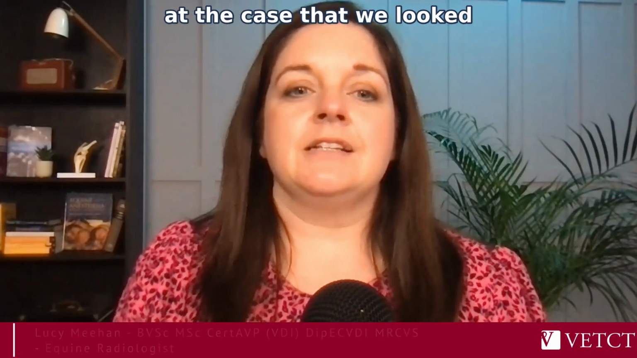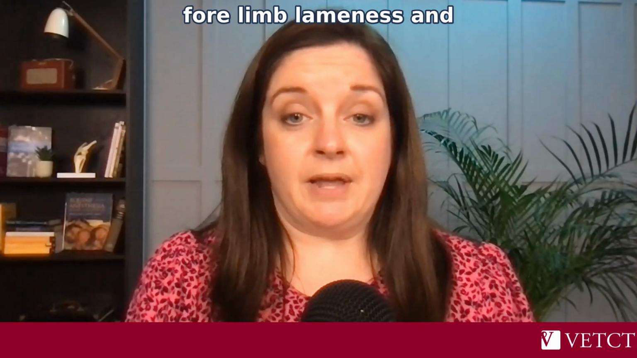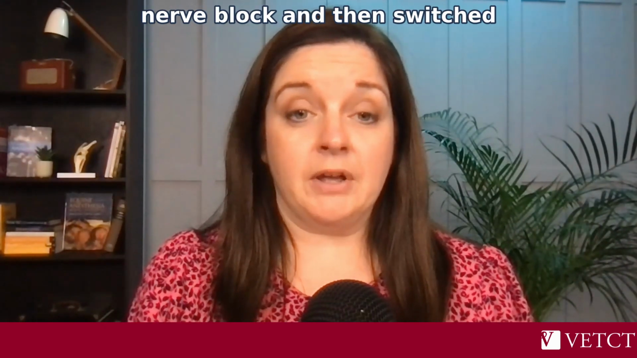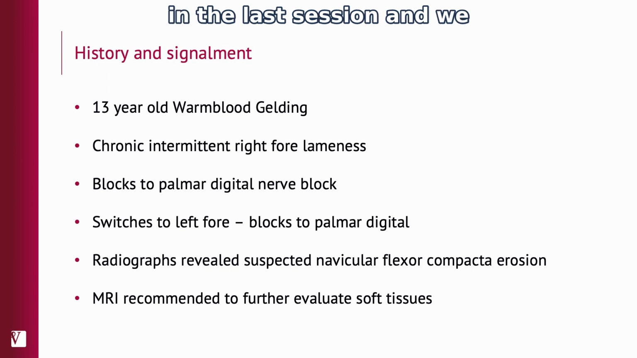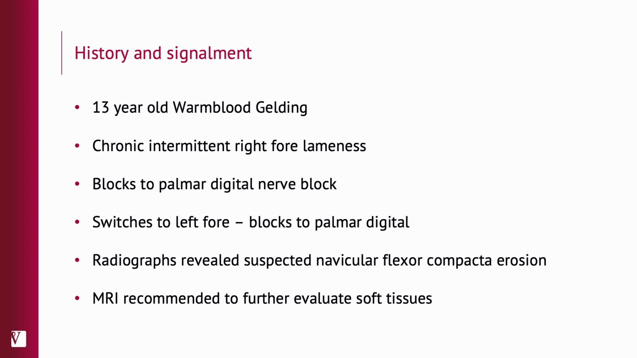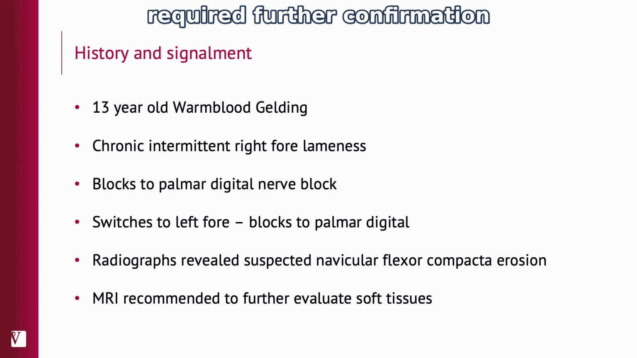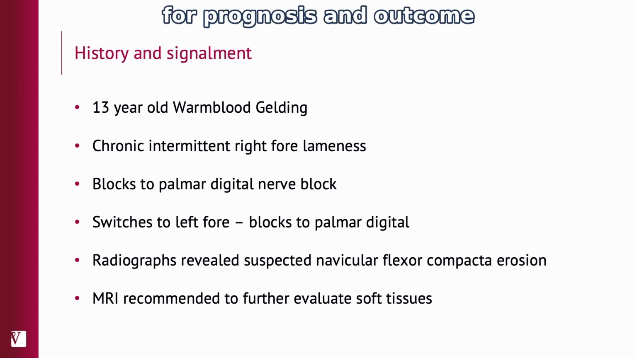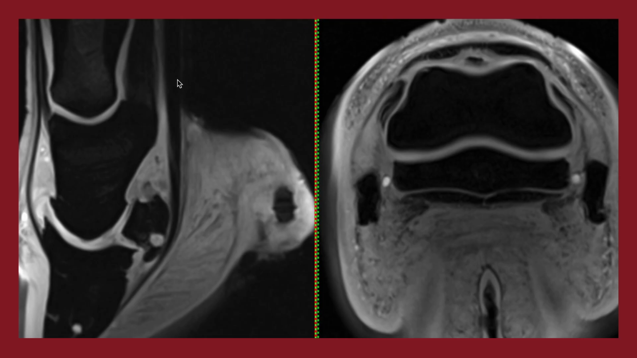This week we're going to look at the case that we looked at last week. So we've got our 13-year-old Warmblood Gelding who had a chronic intermittent right forelimb lameness and blocked to a palmar digital nerve block and then switched to the left fore. We looked at the radiographs in the last session and revealed a suspected flexor cortex erosion of the navicular bone, but this was quite indistinct and ill-defined, and the owner required further confirmation for prognosis and outcome reasons. An MRI was recommended, and we're going to look through the MRI images now.